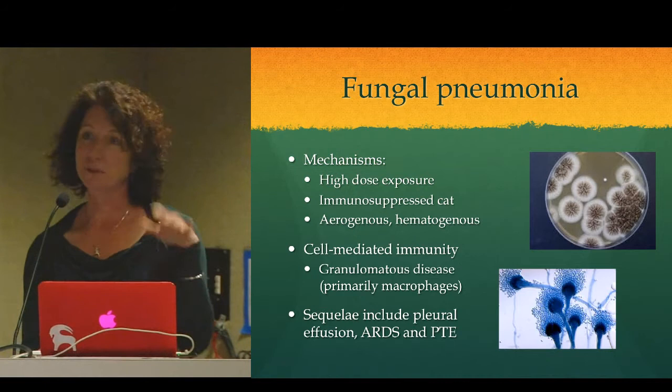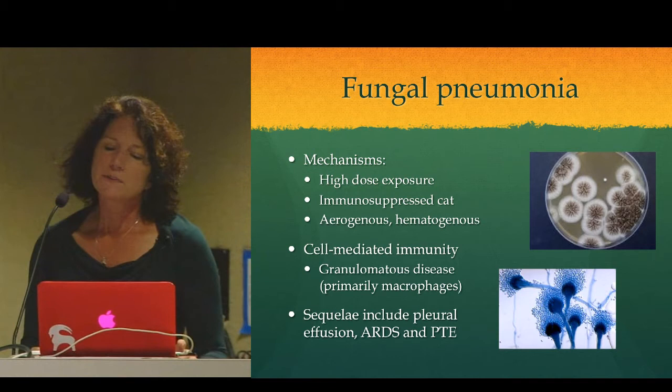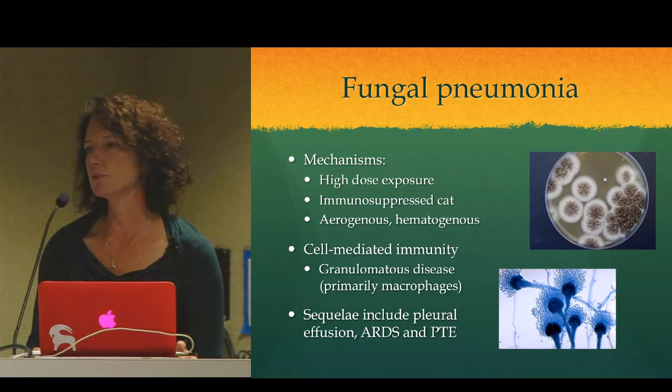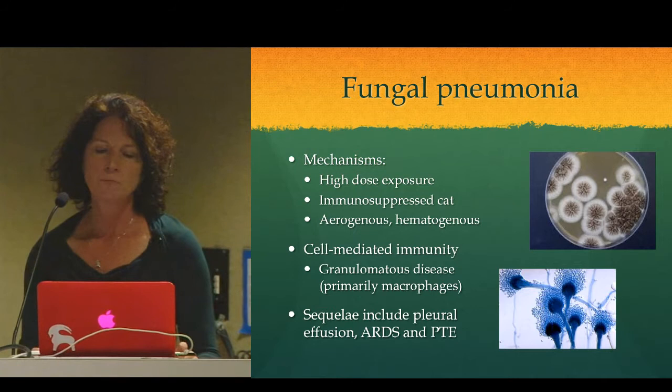For one, because we don't see it very often around here. So it's another one, though, where if you've got cases of fungal pneumonia, you want to be thinking about why, especially in a cat. Generally, the mechanism for fungal pneumonia is you have to get a high dose exposure. For dogs, they stick their nose right in there. For a cat, they're right at the ground level of some kind of fungus that they've inhaled. Or they're an immunosuppressed cat. They're on chemotherapy, they have retroviruses, something like that.